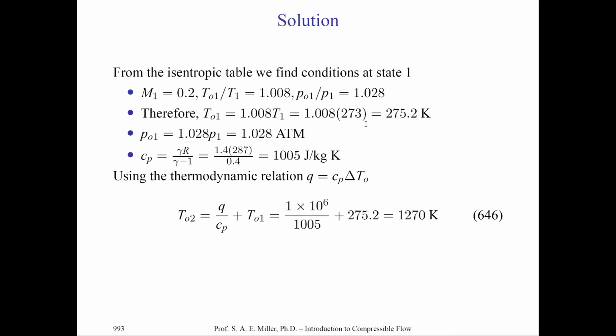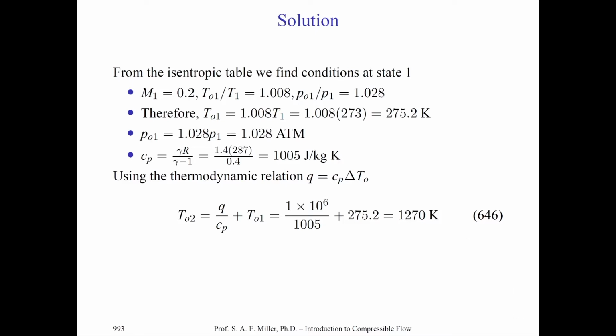We also know cp, which we can calculate from gamma R over gamma minus 1. So we do 1.4 times 287 for air divided by 0.4, which is 1.4 minus 1. That will be 1005 joules per kilogram Kelvin, which will be essential for the problem. Or you could just look up cp if you desire.